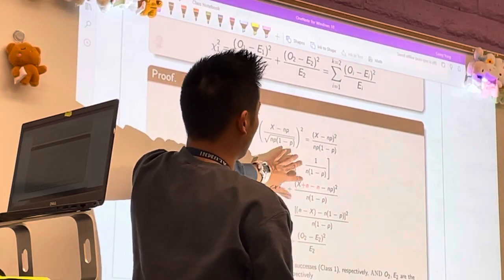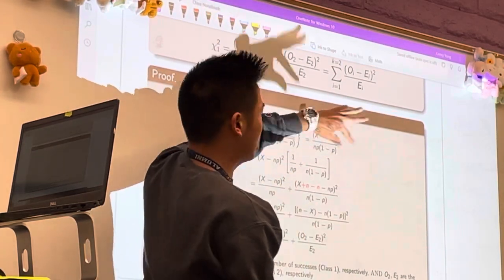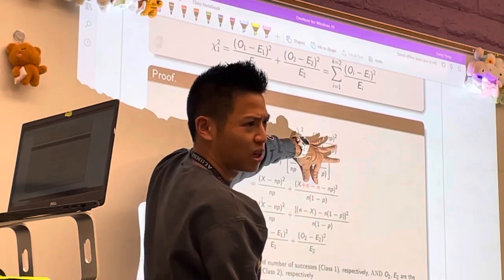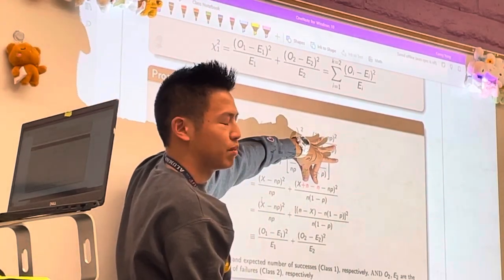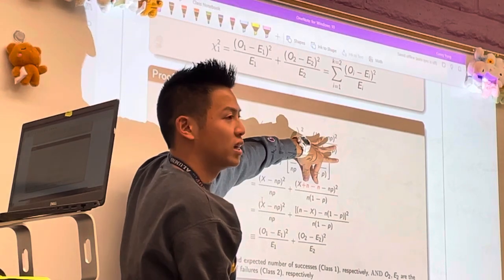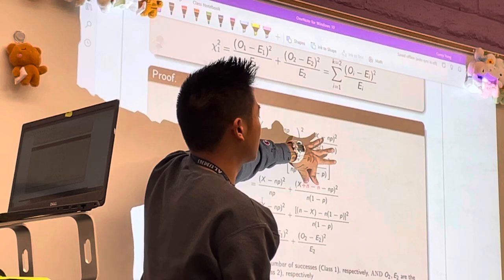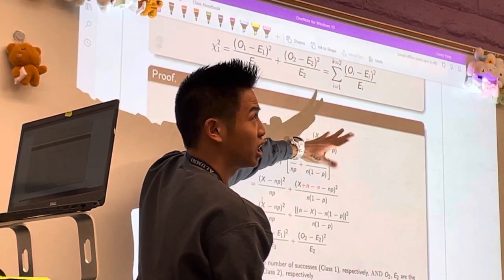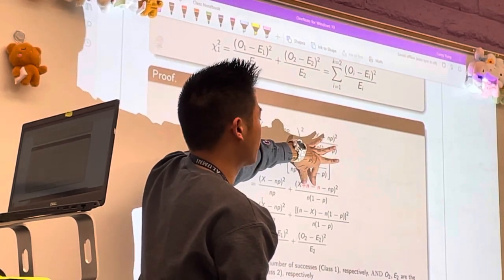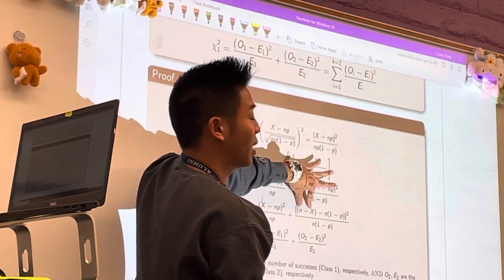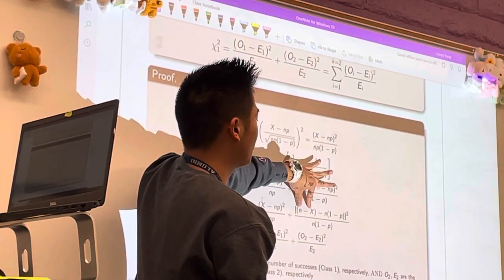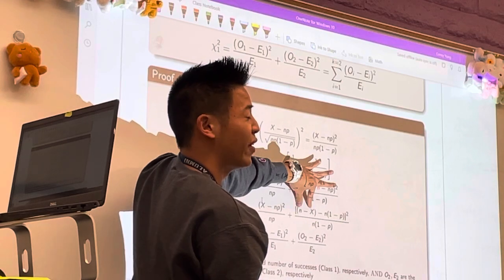The second thing right here is a little bit more tricky. I'm not sure if you guys have seen this before. Sometimes in math, they do random things. And the random thing that they did right here is they add and subtract n, here in red. It doesn't change the quantity. But by doing some algebra, this becomes n minus x over here, which is the number of failures.